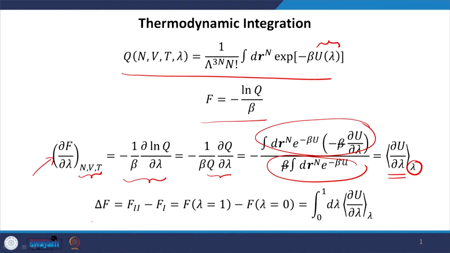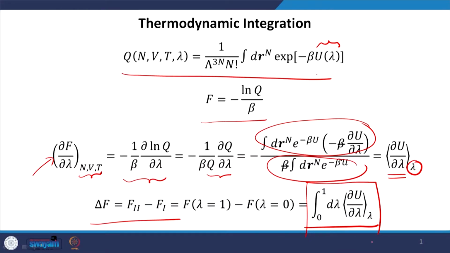Now, I can find the free energy difference by simply integrating the dou f by dou lambda with respect to lambda in the interval 0 to 1, because lambda is going from 0 to 1, and that gives me the free energy difference from the reference state, that is lambda equal to 0, and this is precisely what we do in here. And now you can see why I was telling you that we have to do it for many lambda values intermediate between 0 to 1. The reason is we have to actually evaluate this particular integral.